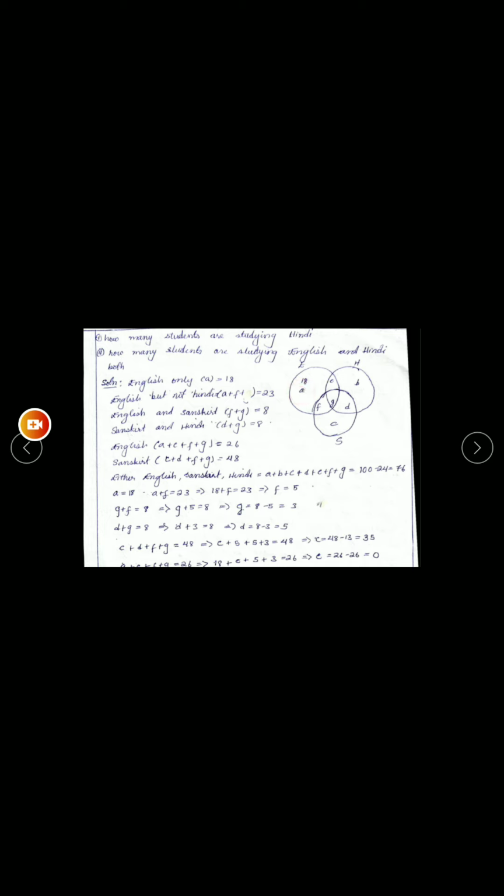A means English only, B means Hindi only, and C means Sanskrit only. D means both Hindi and Sanskrit. E means both English and Hindi. F means both English and Sanskrit. G means English, Hindi and Sanskrit. The question was given English only.